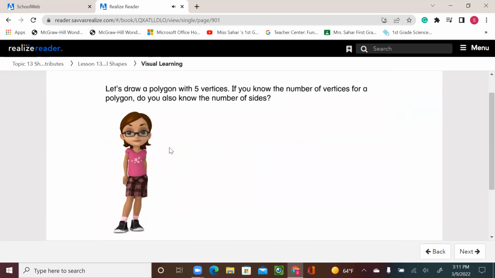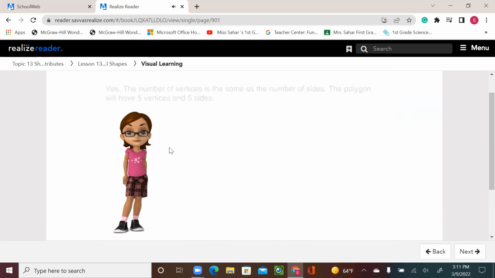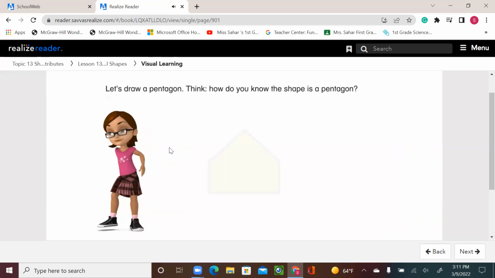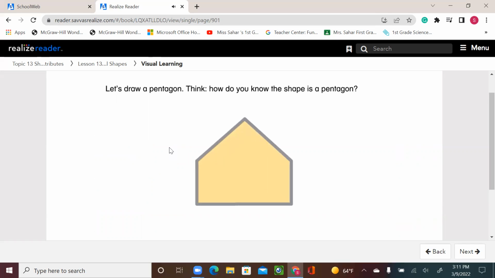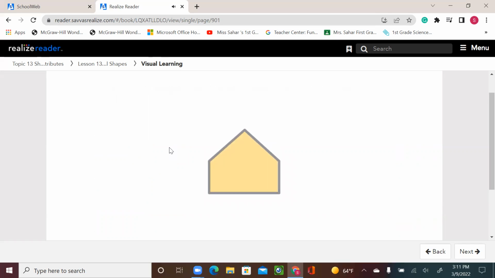Let's draw a polygon with 5 vertices. If you know the number of vertices for a polygon, do you also know the number of sides? Yes, the number of vertices is the same as the number of sides. The polygon will have 5 vertices and 5 sides. Let's draw a pentagon. Think, how do you know the shape is a pentagon? The shape is a pentagon because it has 5 sides and 5 vertices.